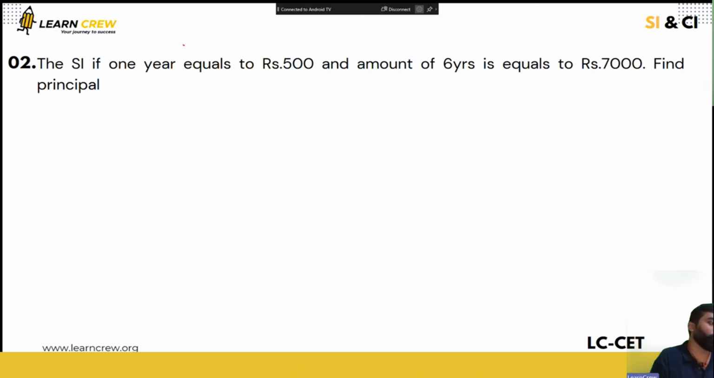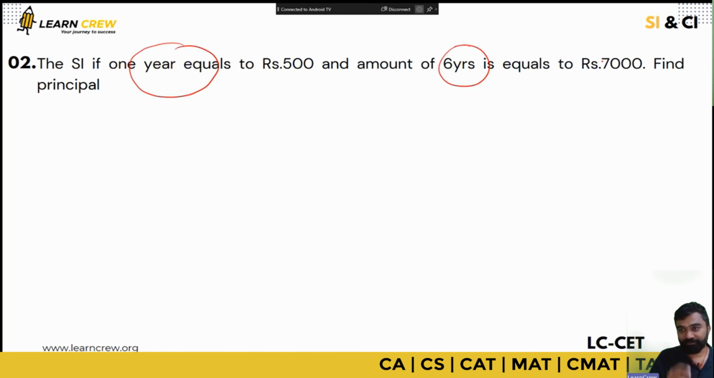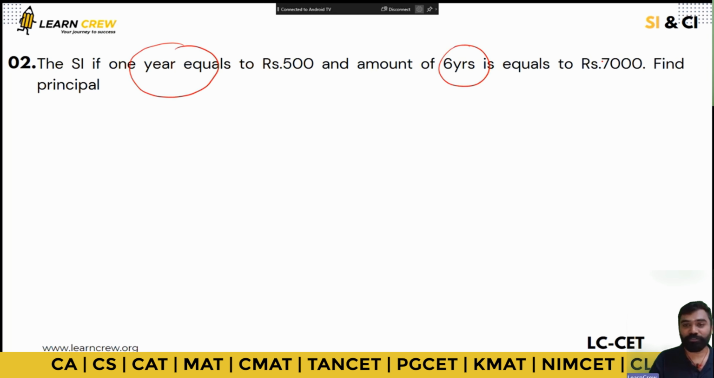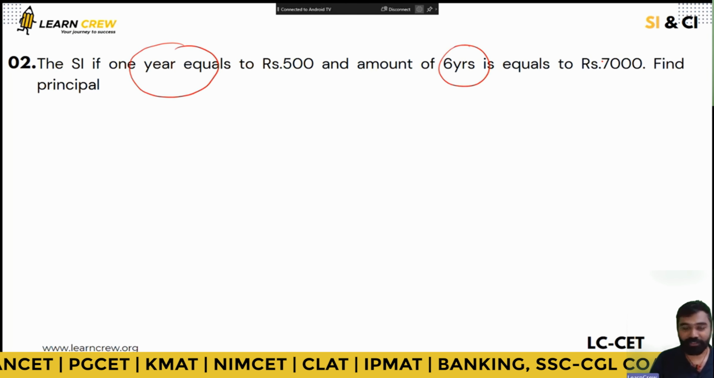Now, here the simple interest is given for 1 year, right? And here it is given for 6 years. So can the time be different? We need to make it the same time. Only then we can start working.